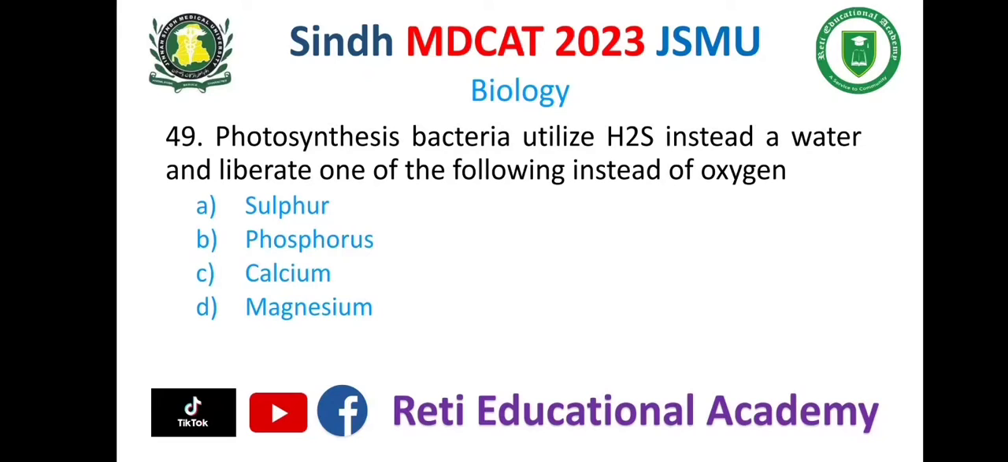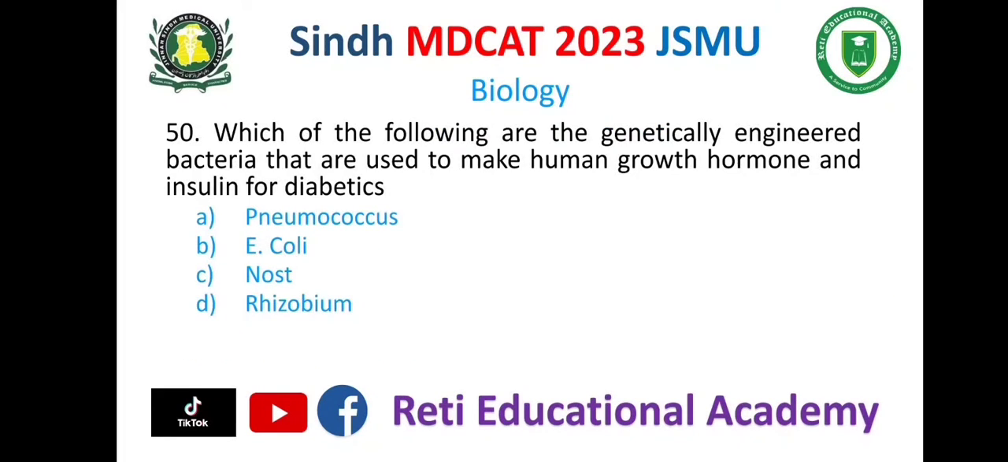A. Sulfur, B. Phosphorus, C. Calcium, D. Magnesium. And the correct option is A. Sulfur. Question number 50. Which of the following are the genetically engineered bacteria that are used to make human growth hormone and insulin for diabetics? A. Pneumococcus, B. E. coli, C. Nostoc, D. Rhizobium. And the correct option is B. E. coli.